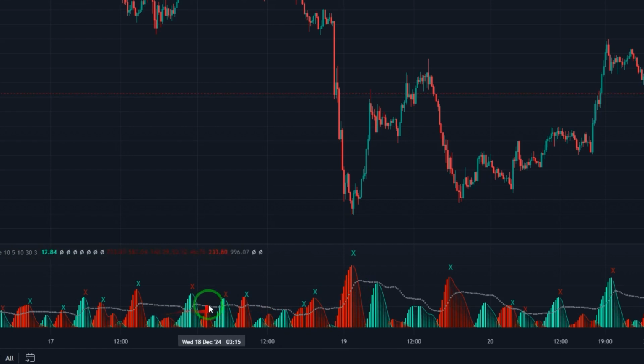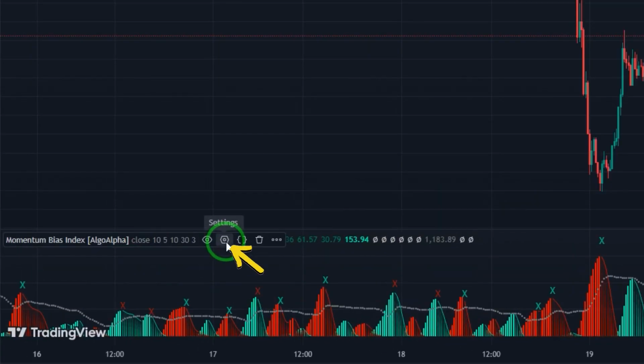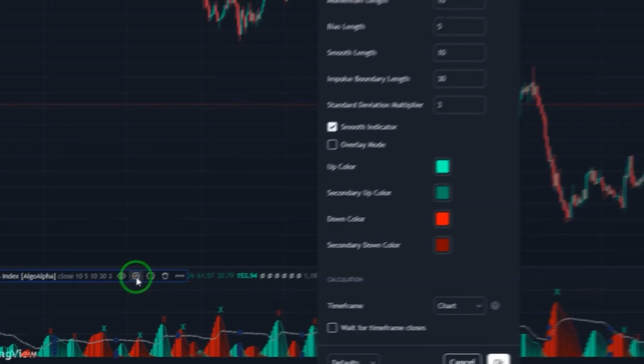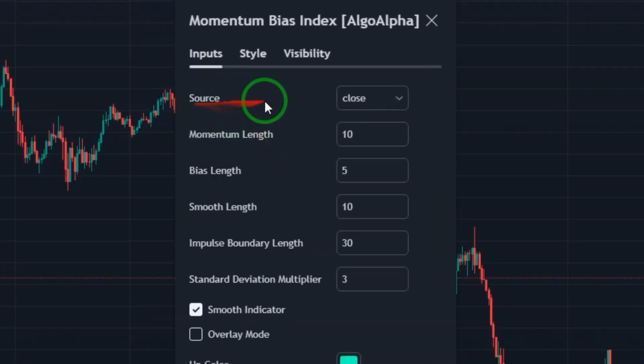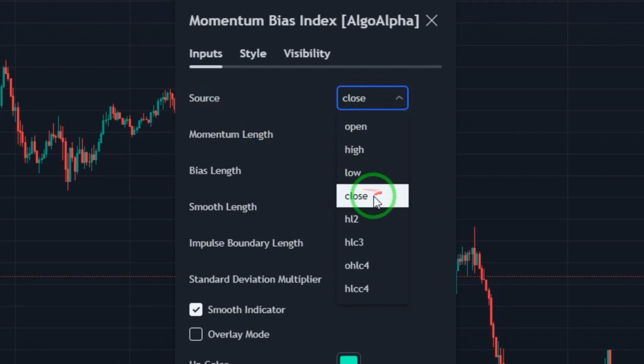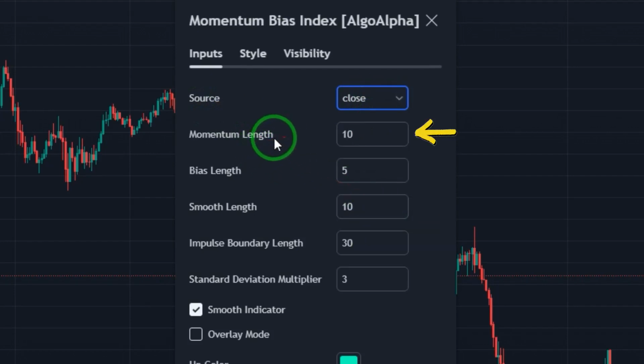Now that you have added the Momentum Bias Index to your chart, let's optimize its settings to get the most out of it. Click on the gear icon next to the indicator's name and go to the Inputs tab. In this section, make the following adjustments. Change source to close. Set momentum length to 9. Change bias length to 5 and smooth length to 9.